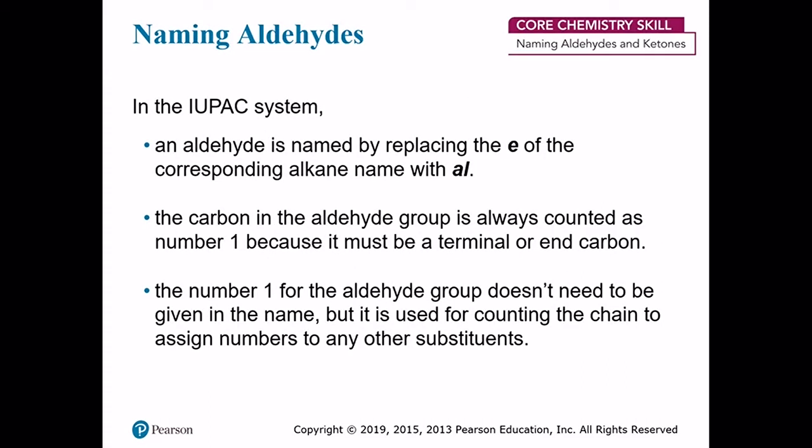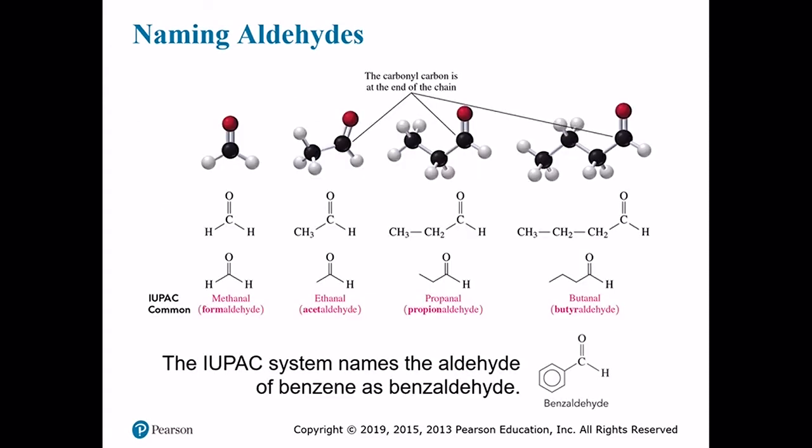In the IUPAC system, aldehydes are named by replacing the E at the end of the parent alkane chain with an AL ending for aldehyde. The carbon in the aldehyde group is always counted as carbon number 1 because it has to be a terminal or end carbon. However, since it's always number 1, we can drop it. We don't need to include the number 1 in the name, and it's really only used to count the chain in case there are other substituents that need to be numbered. This makes the naming of simple aldehydes relatively easy.